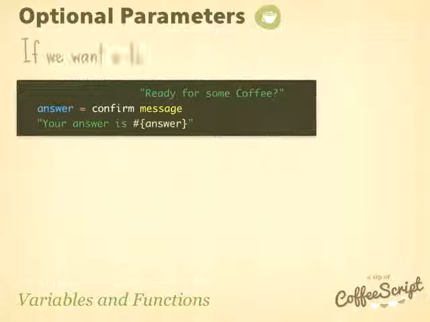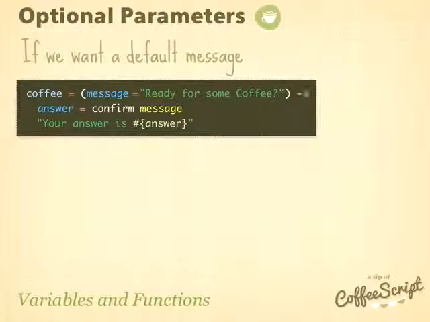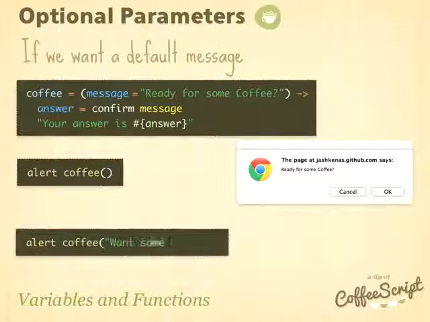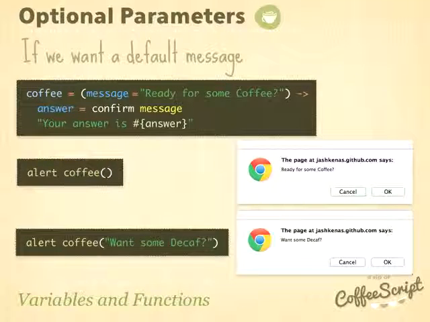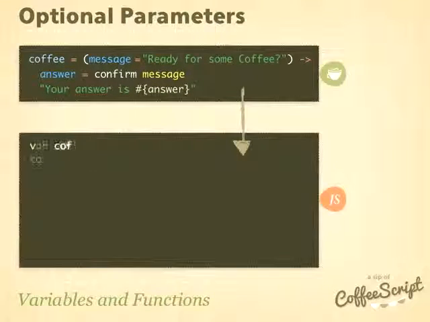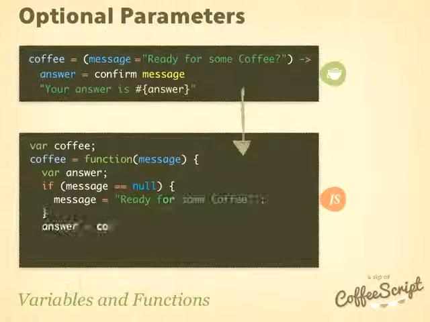One nice feature about CoffeeScript is that it gives you the ability to do optional parameters. So what if I wanted to have an optional parameter of "ready for some coffee?" as the message? Well, I'd write code that looks like this. Then if I call the function without any parameters, it'll ask "ready for some coffee?" And if I send in a parameter, it'll override the default and ask "want some decaf?" In case you're wondering, here's the JavaScript that this CoffeeScript compiles into.